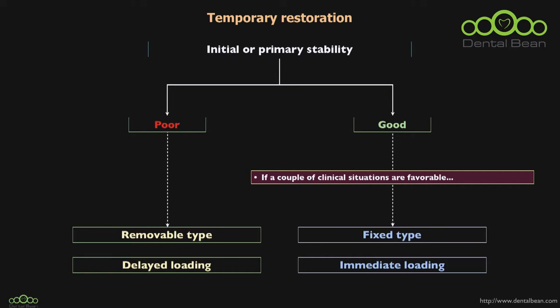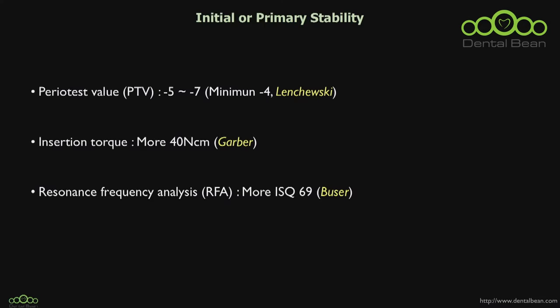As you can see in this slide, you can deliver a fixed type temporary restoration, especially when the initial stability of implant is very good. And then if a couple of clinical situations are favorable, you can make the fixed type temporary restoration, which is called an immediate loading. As you know, for a successful immediate loading, it's very important to get the good initial stability. They are saying the initial torque should be more than 40 newton centimeters, and the RFA value should be more than 70. I think it is more reliable in a clinic.